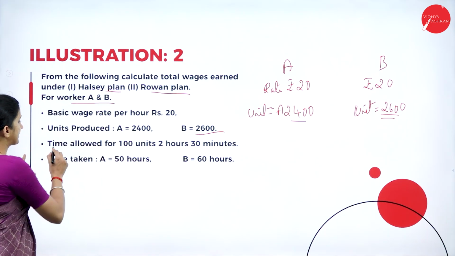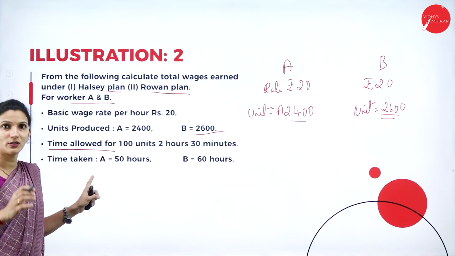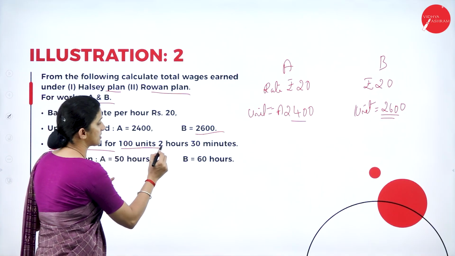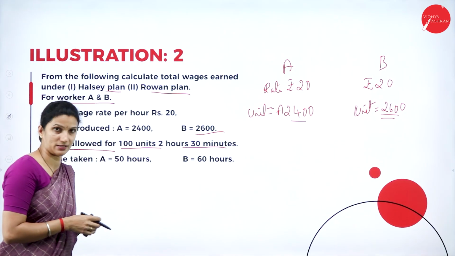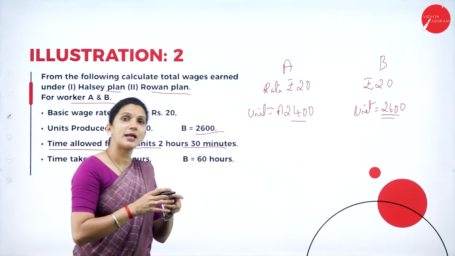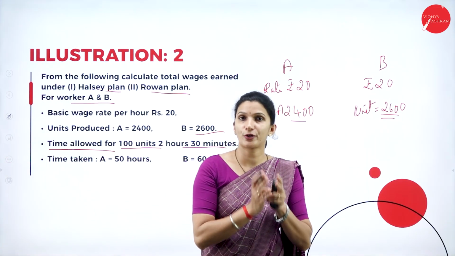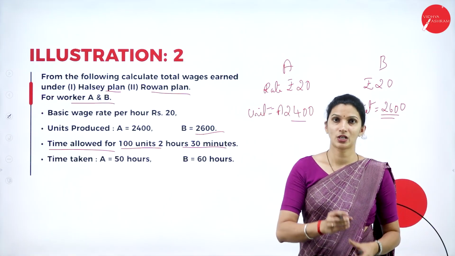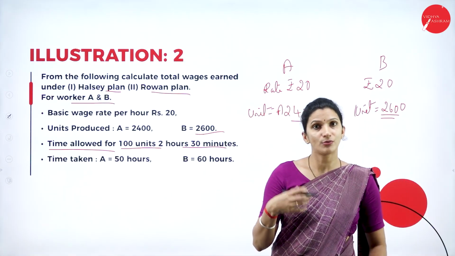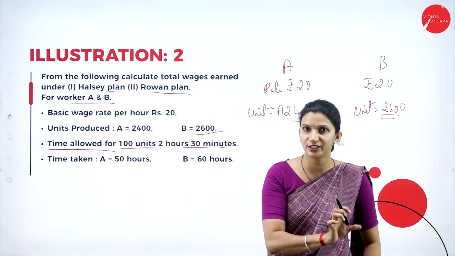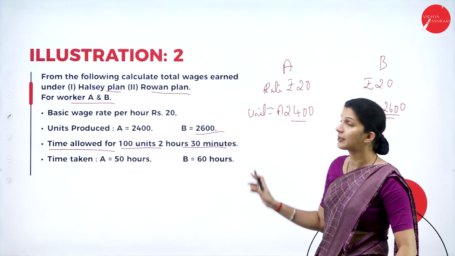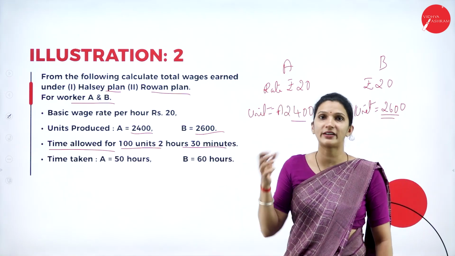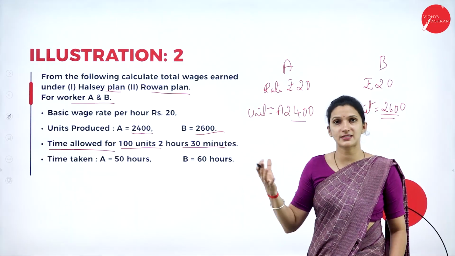Then time allowed. Time allowed means the standard time given for the worker. For 100 units, it is 2 hours 30 minutes. So that means the standard time given for each worker to produce 100 units is 2 hours and 30 minutes. So what is the unit produced? It is 2,400 by A, then 2,600 by B.